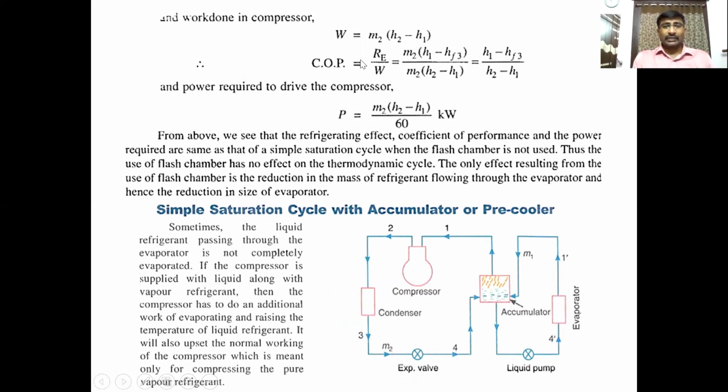Therefore, the refrigeration effect and the work input to the compressor are not changing by placing the flash chamber. Therefore, the COP is also the same as that of the simple saturation cycle. Clear? The COP is not changing by placing the flash chamber. But what is the use of the flash chamber, placed between the expansion valve and the evaporator? The power required to drive the compressor is the same as in the simple saturation cycle. From the above, we see that the refrigeration effect, coefficient of performance, and power required are the same as when the flash chamber is not used.